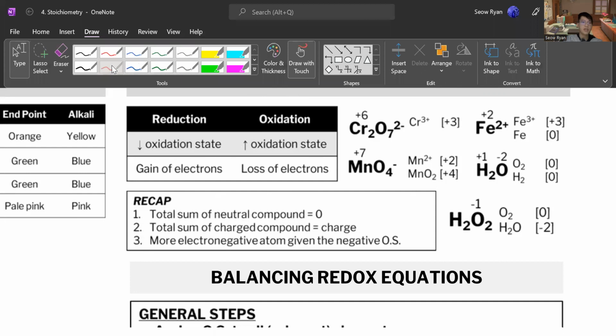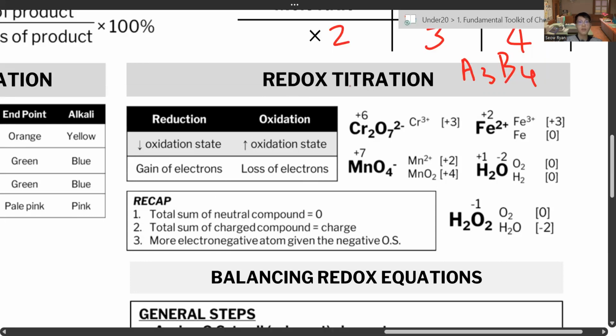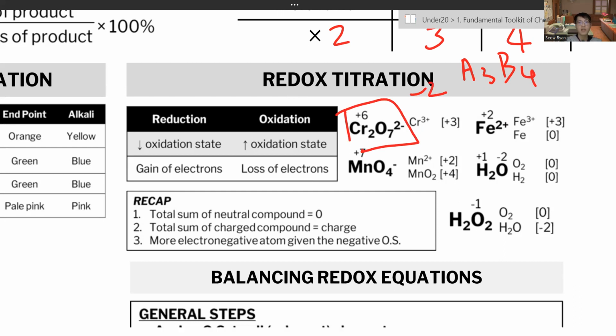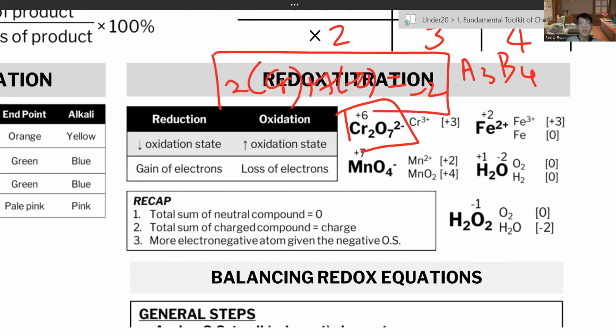So I give you an example. Okay, so for Cr2O7 2-, the entire thing is -2. Oxygen is usually -2, so 7 times -2. And then you have 2 chromium, right? So you solve this equation for Cr, and you should get Cr equals +6.